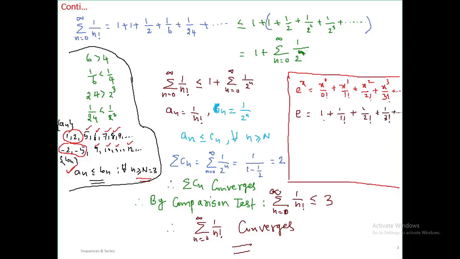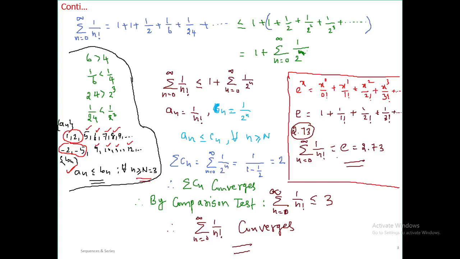What is the sum of this series? This sum is e indirectly. So what is the e value? Approximately 2.73. So directly, the series n running from 0 to infinity, 1 upon n factorial, has value e, which is approximately 2.73. Therefore the sum is finite, therefore it converges. So this is the general technique. You can find the sum, but you cannot find the sum of each and every series easily. Here, since you know this formula, I can directly find the sum is e.